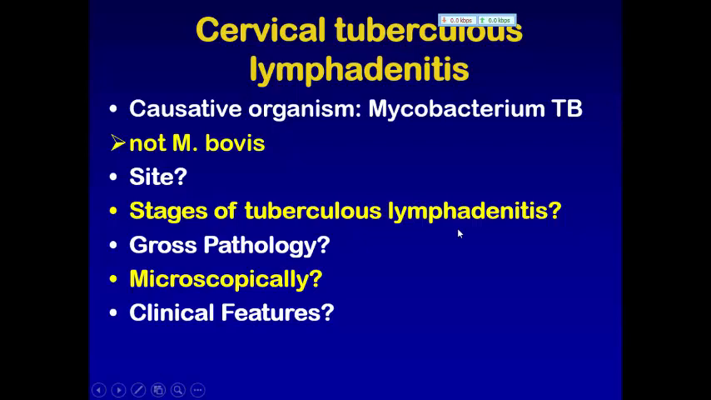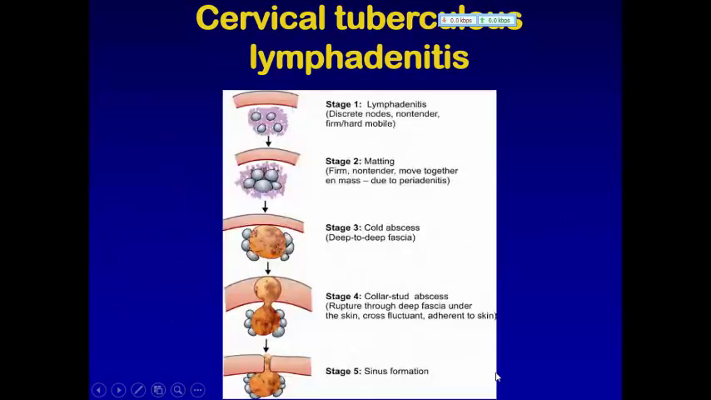What about the stages of tuberculous lymphadenitis? This diagram and picture describe the stages. This is the lymph node, this is the deep fascia, this is subcutaneous tissue, and this is the skin. Stage 1 is the stage of infection and lymphadenitis. Stage 2 is the stage of peri-adenitis with matting, adhesion of the lymph nodes. Stage 3 is the stage of caseating necrosis, with cold abscess formation. Stage 4 is the stage of formation of collar stud abscess.